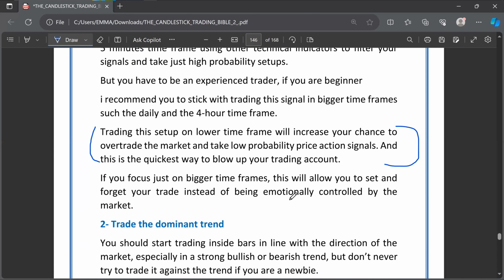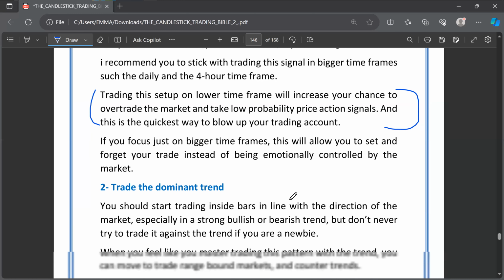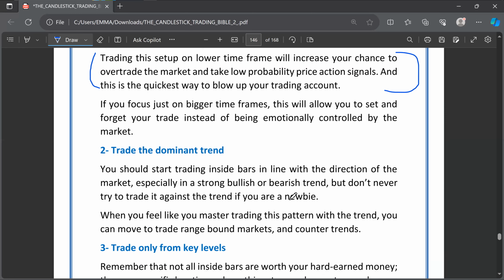If you focus on just bigger time frames, this will allow you to set and forget your trading instead of being emotionally controlled by the market. You just have to look at the bigger time frames and allow the market to actually play out. Don't force it. Don't be moving SL up and down, TPs there. Don't do that. And then 2, trade the dominant trend, right? You trade the strong move, the strong trend. That's what you have to do.